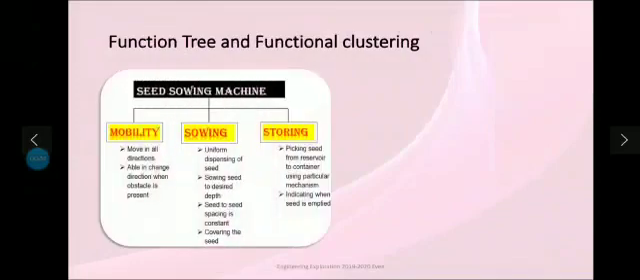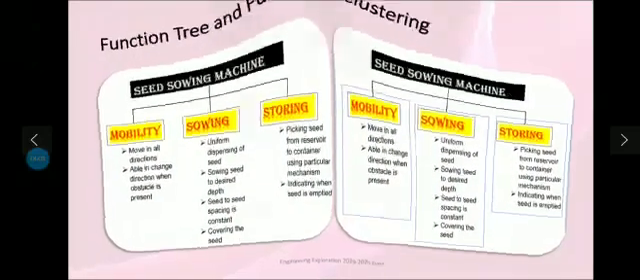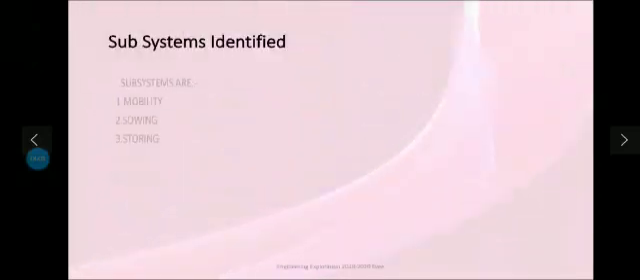Function tree. This is the function tree of the seed sowing machine. And the next one is functional clustering. The subsystems identified are mobility, sowing, and storing.